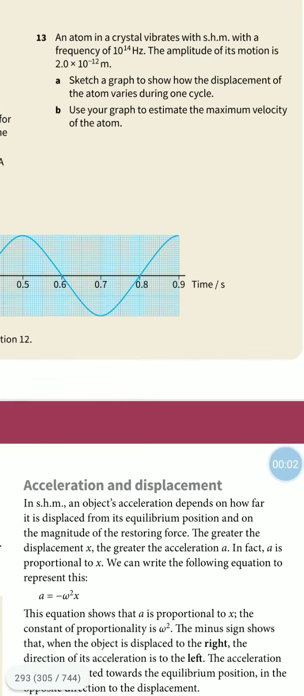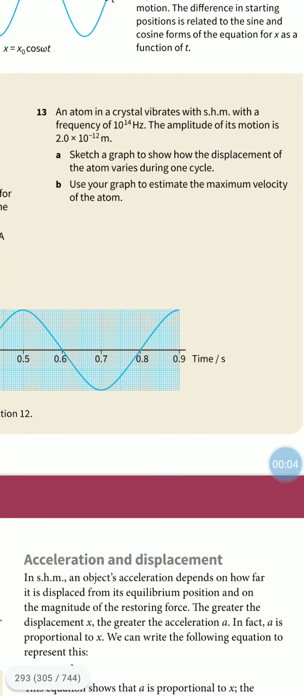Chapter 19, question number 13. An atom in a crystal vibrates with SHM with a frequency of 10 to the power 14 Hz. The amplitude of its motion is 2 into 10 to the power minus 12 meters. Sketch a graph to show how the displacement of the atom varies during one cycle.